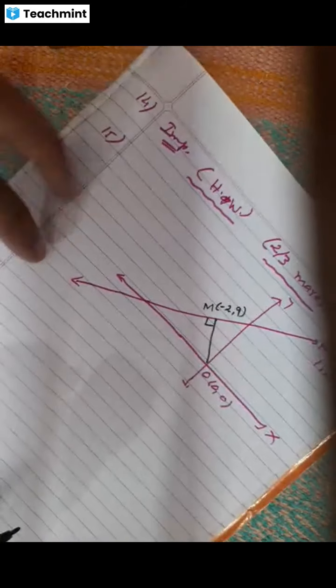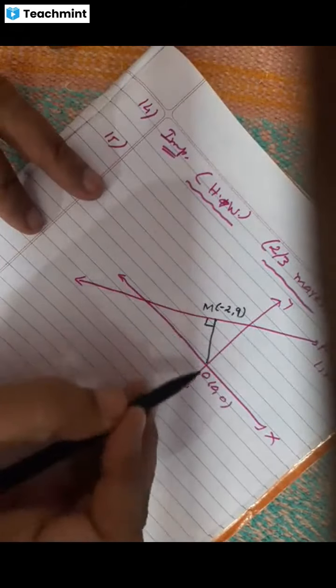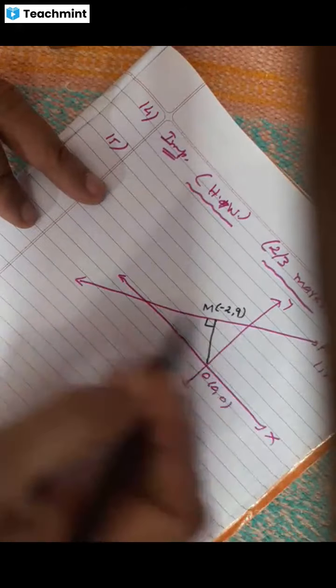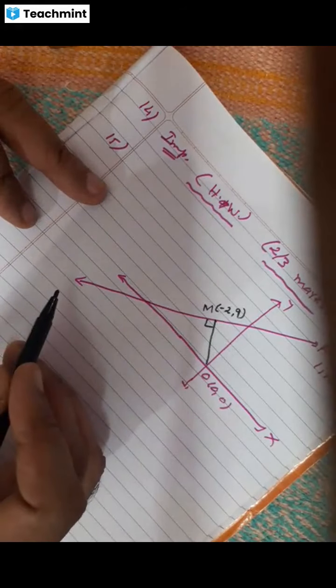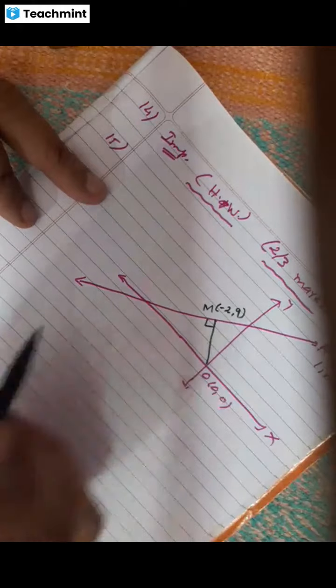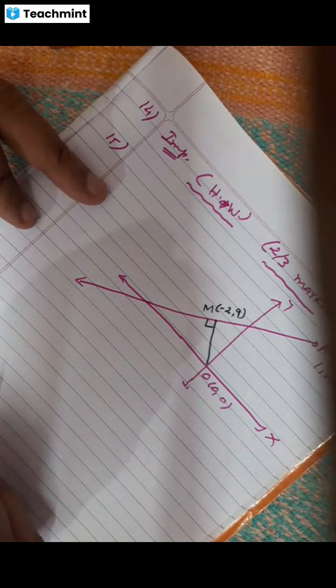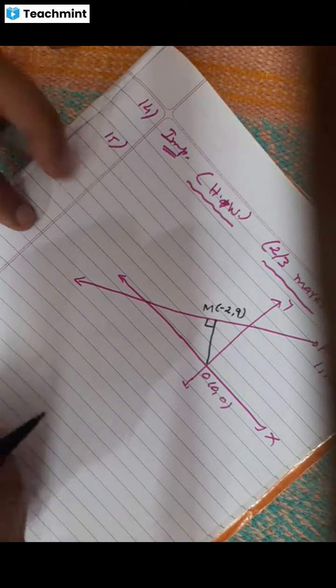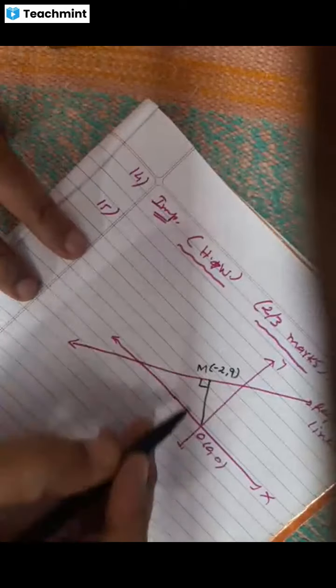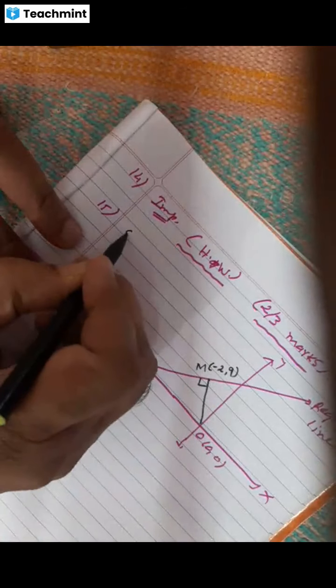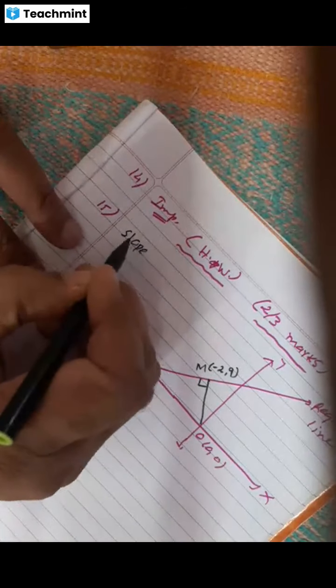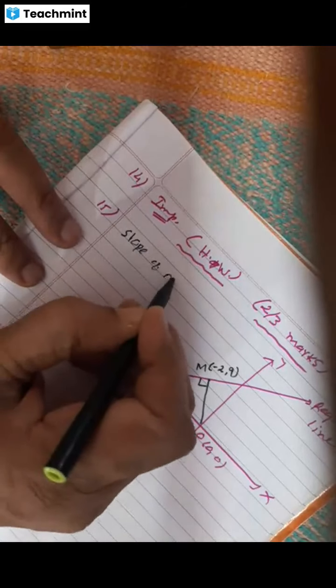They are asking the question not the OM, but they want the required line. This is the required line. Okay, right? तो क्या करोगे आप? फिर से परपेंडिकुलर का कॉन्सेप्ट आ गया. What is the slope of OM? Slope of OM.